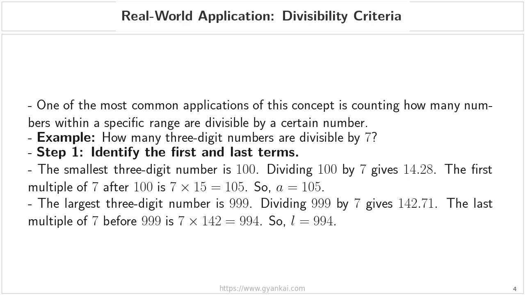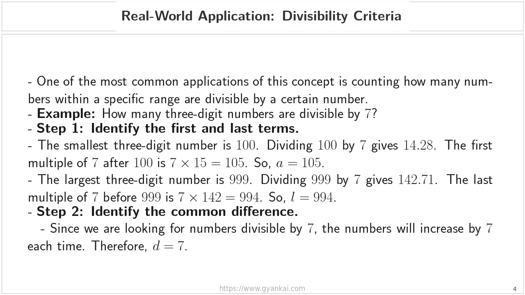Next, let's find our last term, which we call L. The largest three-digit number is 999. When we divide 999 by 7, we get 142.71. This means the largest multiple of 7 that still fits within our three-digit range is 7 times 142, which equals 994. Therefore, our last term, L, is 994.